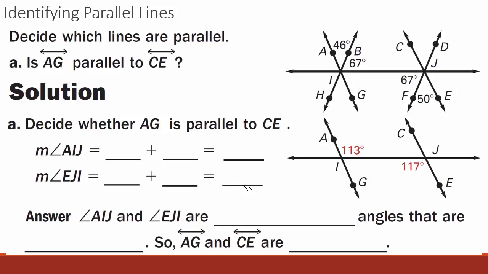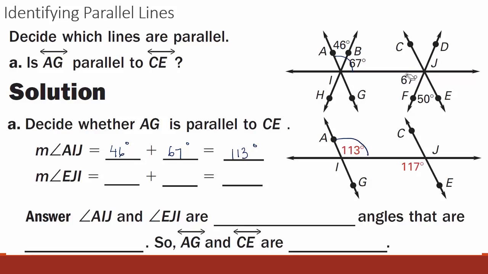Example 3, identifying parallel lines. Decide which lines are parallel. In A, is line AG parallel to line CE? Here's our original picture for problem 3. First, we need to decide whether AG is parallel to CE. To do this, we need to find the angle measures. We'll start by looking for the measure of angle AIJ, which is this angle over here. That is going to be 46 plus 67, which gives me 113 degrees.